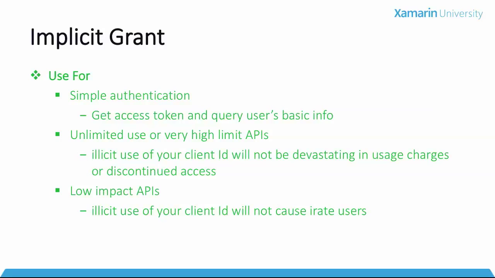Some other good use cases can be if you have unlimited or very, very high limit APIs where you're not worried that if someone is illicitly using your client ID that it could result in devastating charges or discontinued access. And also you want to make sure that the APIs that you can access on a user's behalf are low impact APIs, because if some other bad actor takes your client ID and does high impact things to a user's account, you're still going to get partially blamed even if it wasn't really your doing.